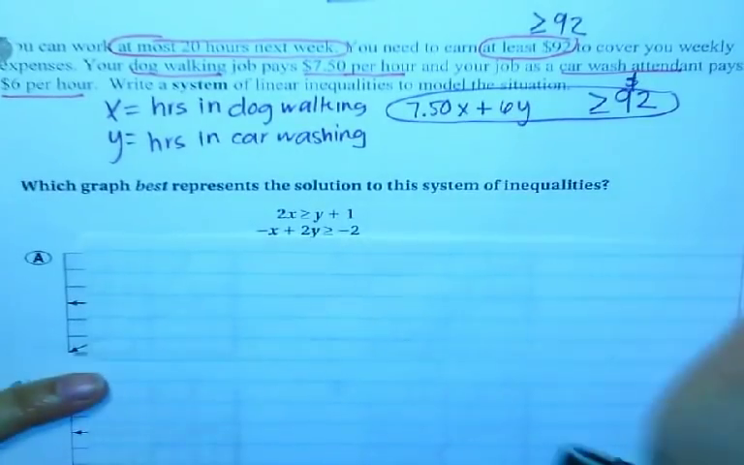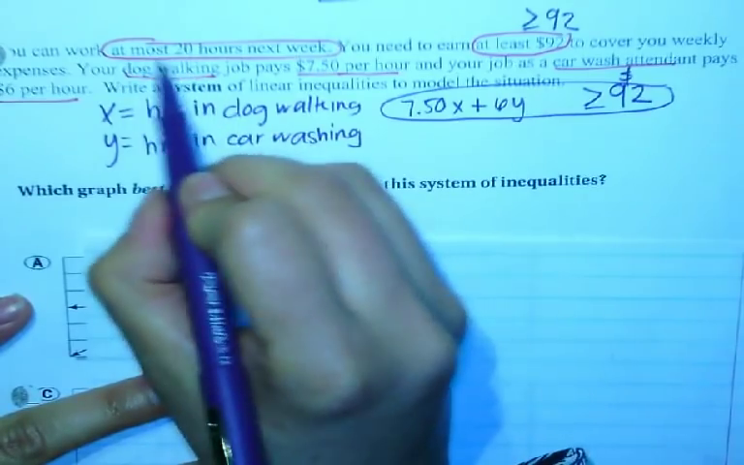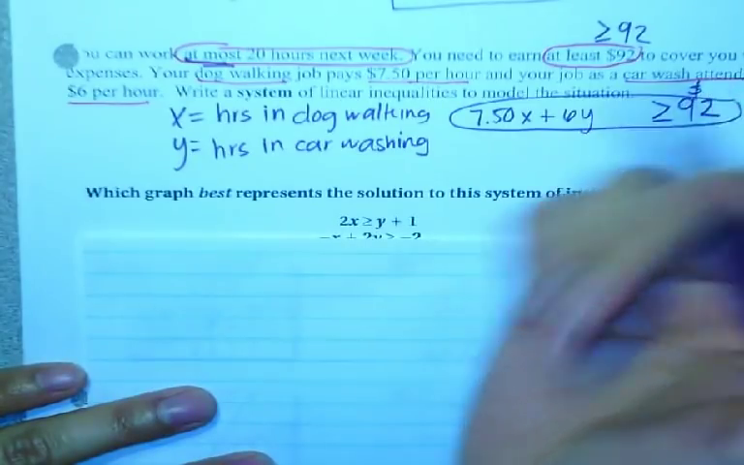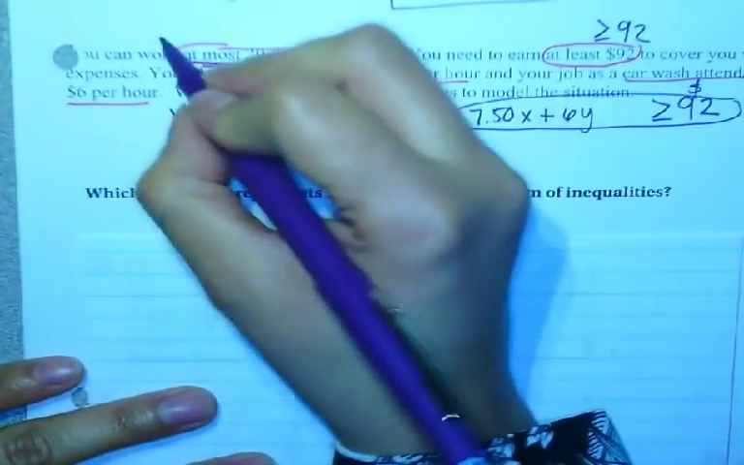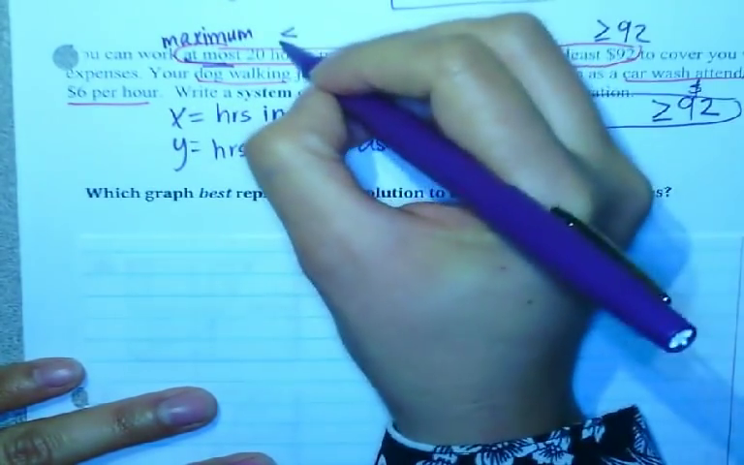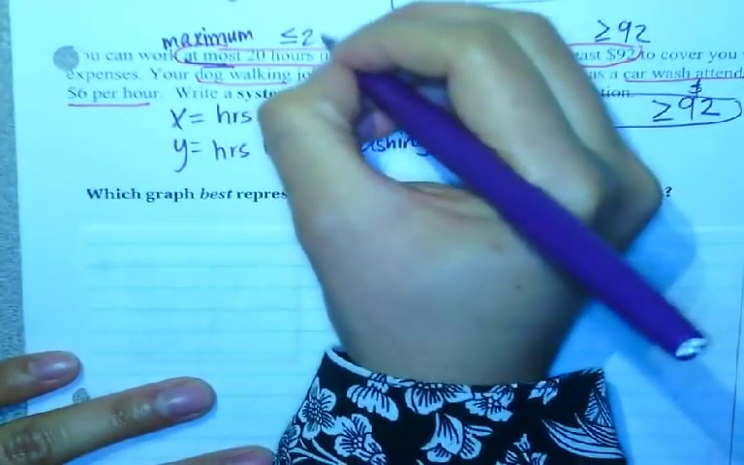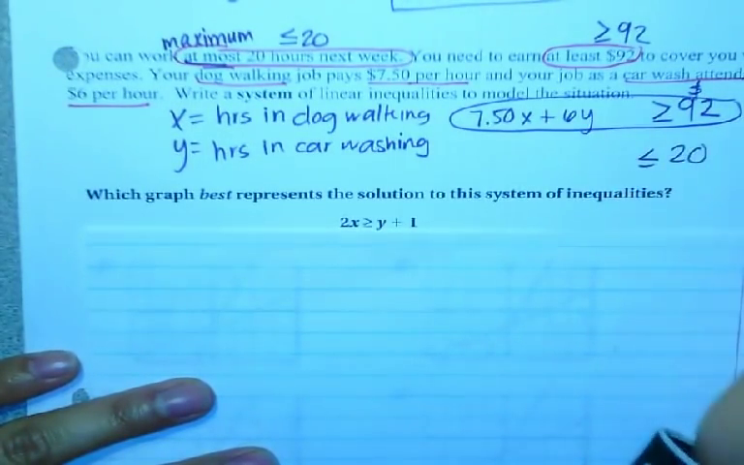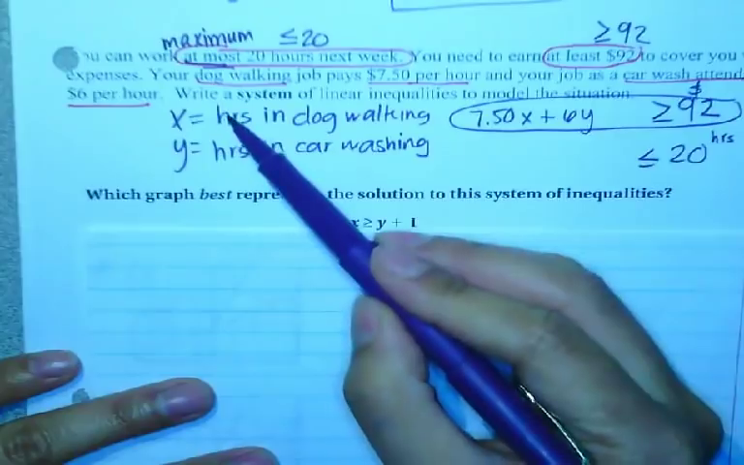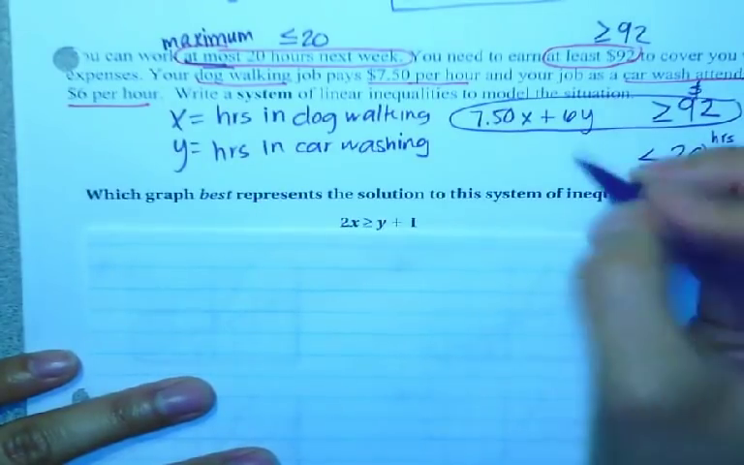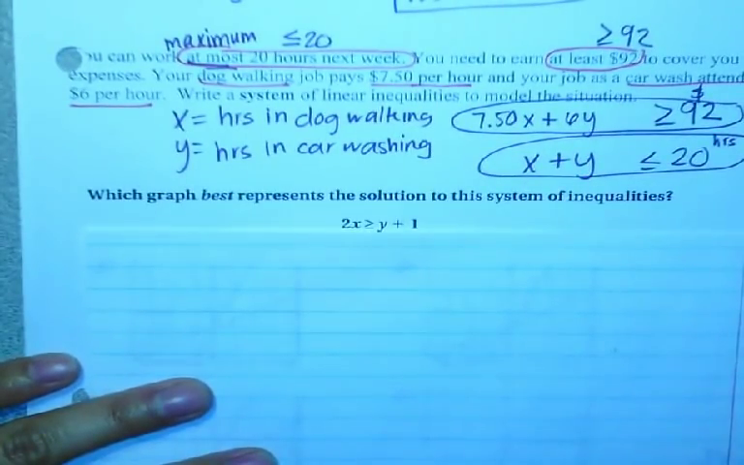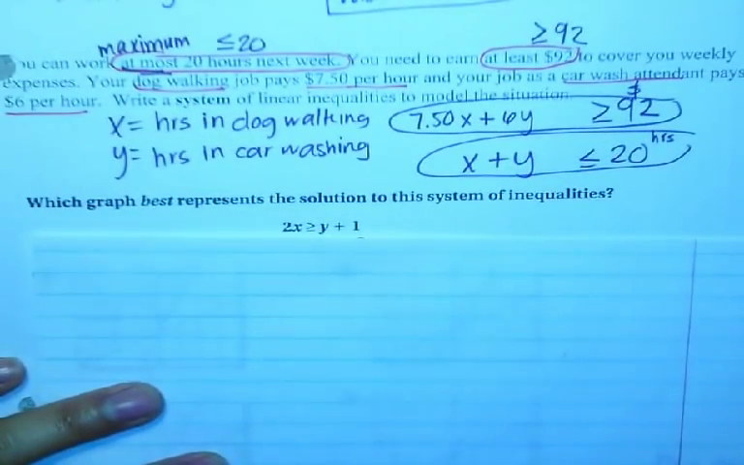My second inequality has to do obviously with the hours. It says that I have to work at most 20. So at most means that or less. This is a maximum. I cannot work over the 20 hours. So it has to be less than or equal to 20. This is in hours, so whatever I write here has to be in hours. X is the hours dog walking. Y is the hours car washing. So all I have to do is add them together. And here are my two inequalities. Here you just have to write the inequalities. That's it. You didn't have to solve or do anything.